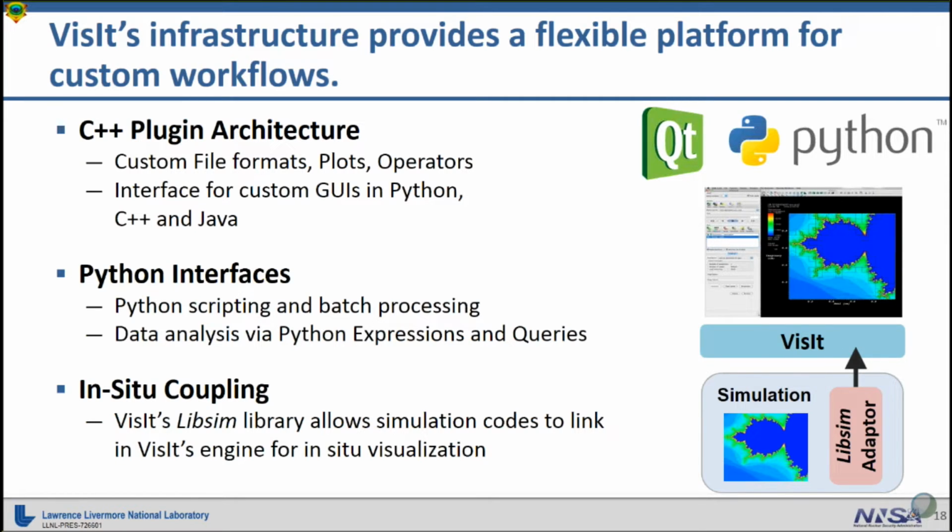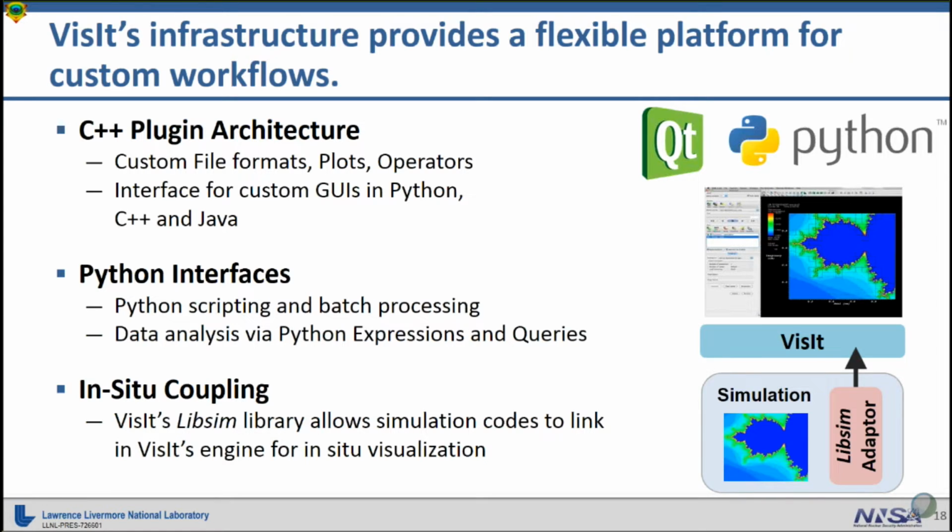We have Python interfaces. Python is a very powerful scripting language. You can use that in conjunction with the graphical user interface, but you can also use it for batch processing. So you could set up some kind of script, and then have it go off and do a bunch of processing in the background in your batch system. And then, when it's done, you just get notified and look at the results, so you don't have to sit there in front of it. We also have the ability to do data analysis using Python expressions and queries. This gives access to the raw arrays that Visit uses for processing, and you can do that in parallel to generate custom processing.